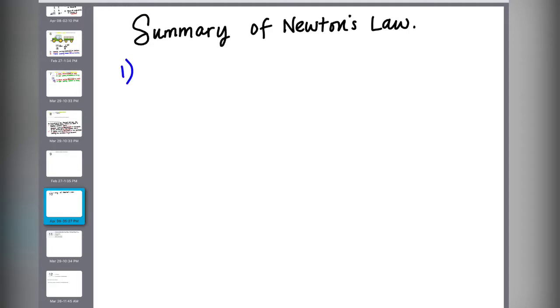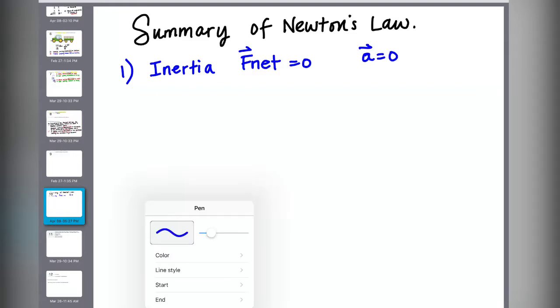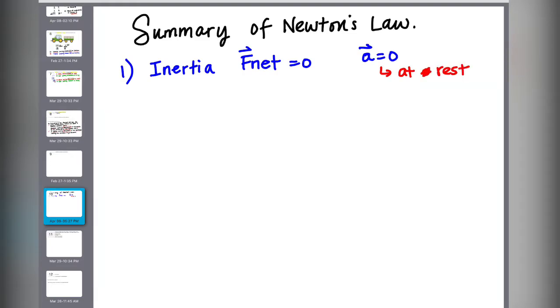First law, the big word is inertia. And inertia has two big parts. We're assuming that there are no external unbalanced forces. And if that's the case, your acceleration is equal to 0, or vice versa. If you don't have an acceleration, we can also assume that the net force is 0. And when they mention the acceleration is 0, you can assume that the object is either at rest or that it is traveling at a constant velocity.